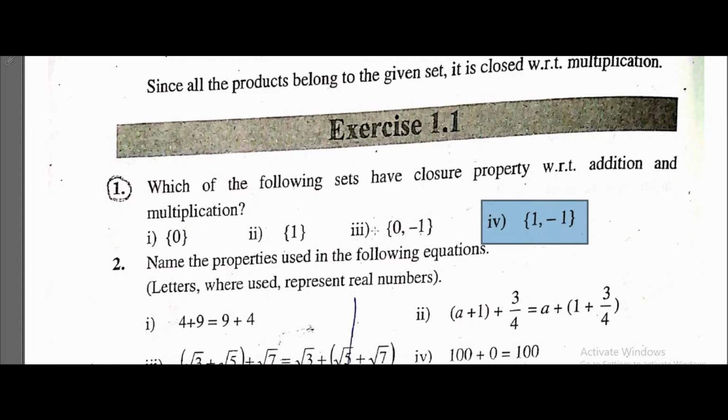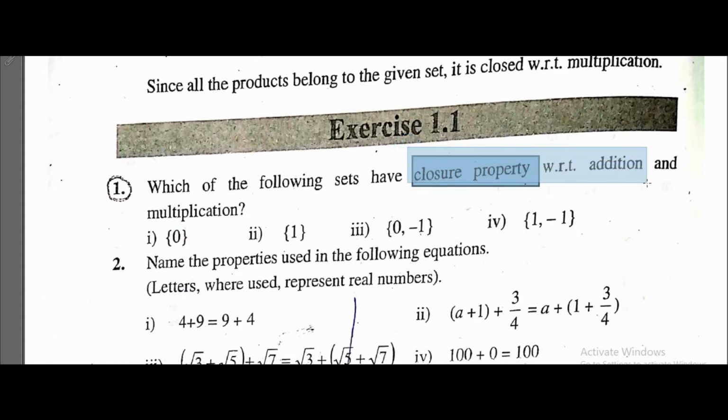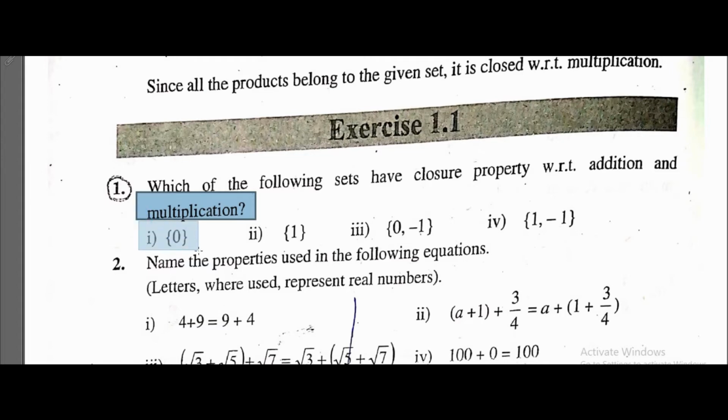So for each individual part we have to find the closure property with respect to addition as well as with respect to multiplication. Both of these things will be verified for all of these parts. So for the first part, let's proceed ahead. We have the first part, which is the set {0}.